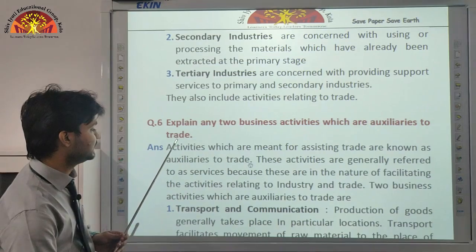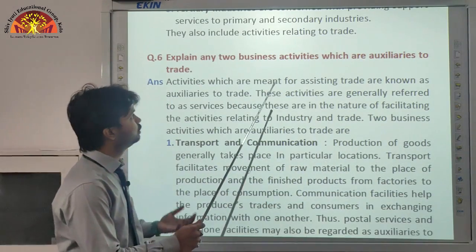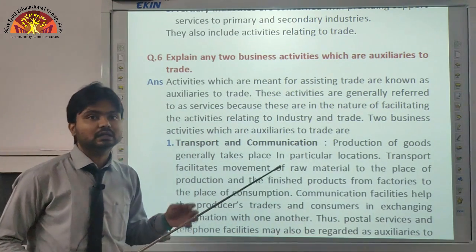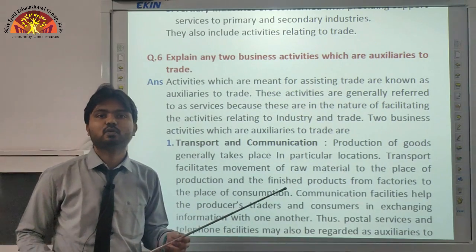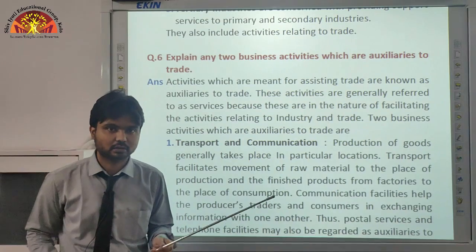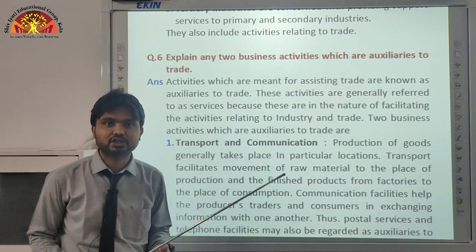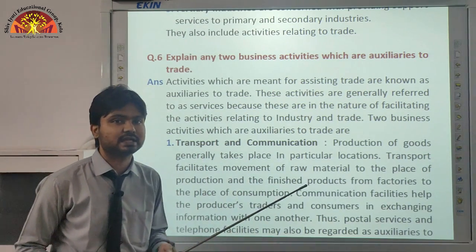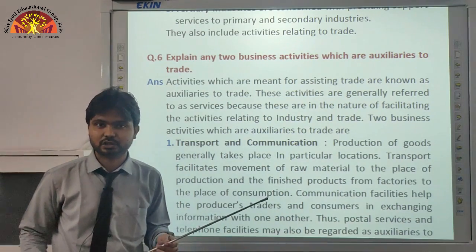Now, the next question is, explain any two business activities which are auxiliaries to trade. The auxiliaries to trade means the supporting services which carry the goods from the place of manufacturing to the place of consumption. So the helping services are transportation and communication, warehousing, insurance. We have understood various types of auxiliaries to trade. So the two types are transportation and communication.